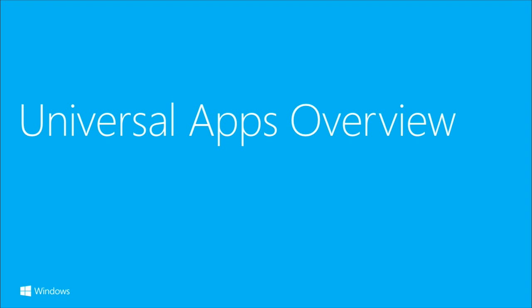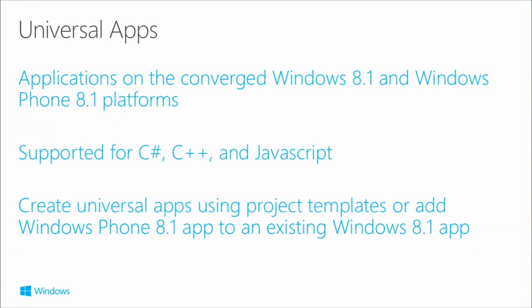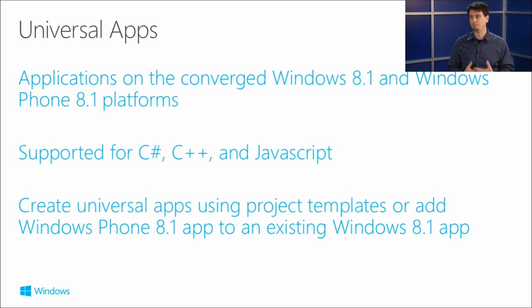So the Universal Apps Overview. Welcome to Universal Apps. If you're just joining us, Universal Apps. Where have you been? Right. This is a very odd time to just join us at session 23 or 22 of a 23 session Jumpstart. Universal applications are applications on the converged Windows 8.1 and Windows Phone 8.1 platforms. We've been talking about C# this entire time, but you can also build converged applications in C++ and XAML, or in JavaScript, or in C++ without XAML.